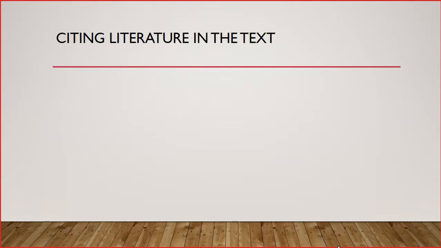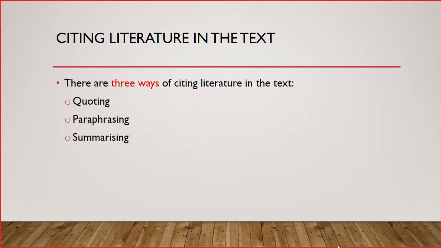Now, citing literature in the text. There are three ways of citing literature in the text. The first, we call quoting, which comes from the word quote. Secondly is paraphrasing, from the word paraphrase. And number three is summarizing, from the word summarize or summary. We will show you all these three.